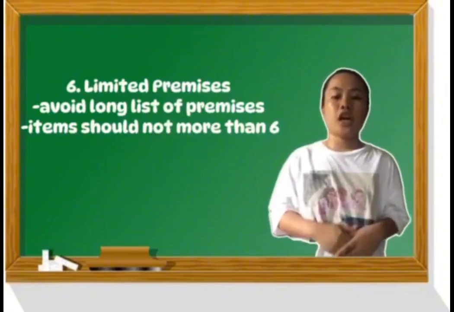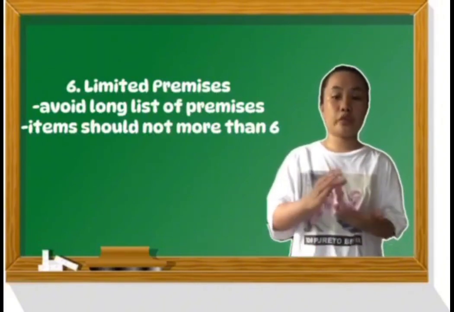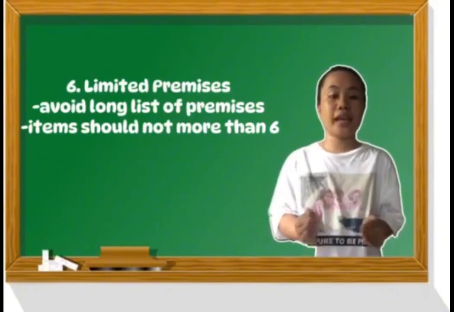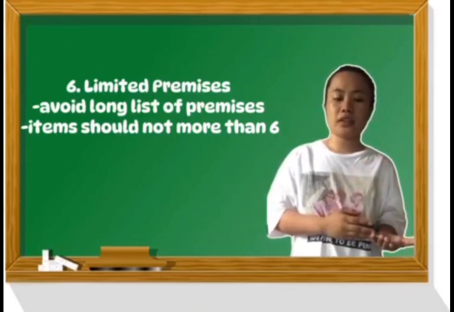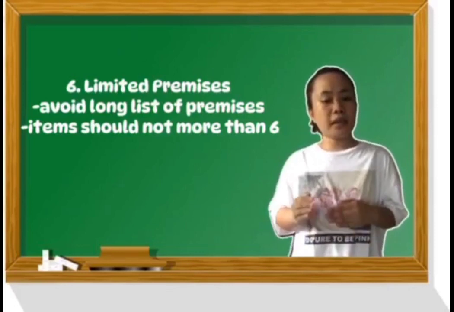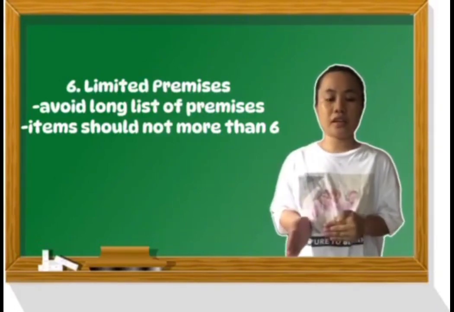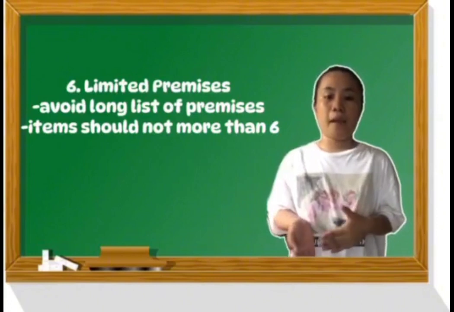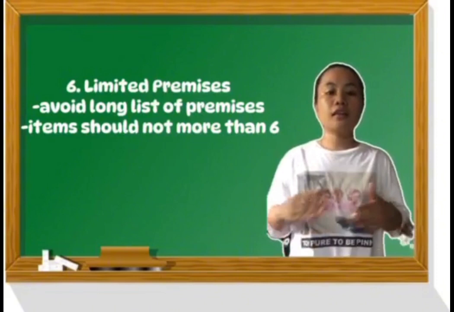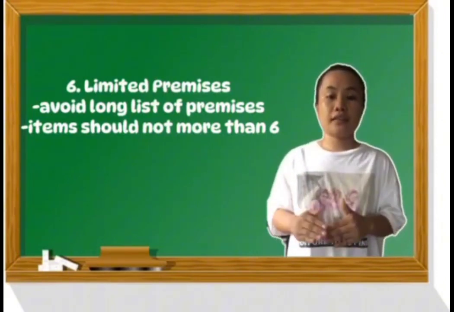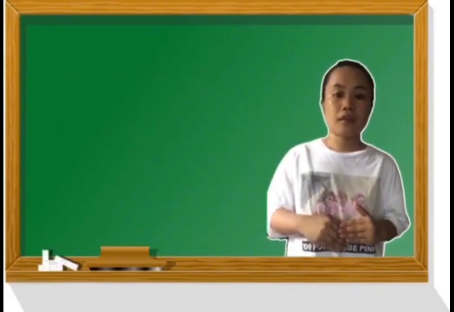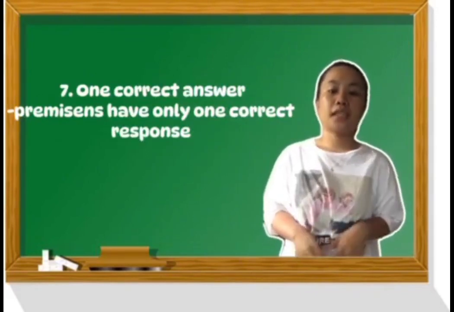Number 6, limited premises. Due to the capacity limitation of working memory, avoid a long list of premises in the first column A. One number that I came across is to keep the list down to 6 items. Even fewer might be better depending on the characteristics of your audience. But for me, you should use at most 6 items because not all of your audience can remember or have the memory to handle more. That is for matching type.